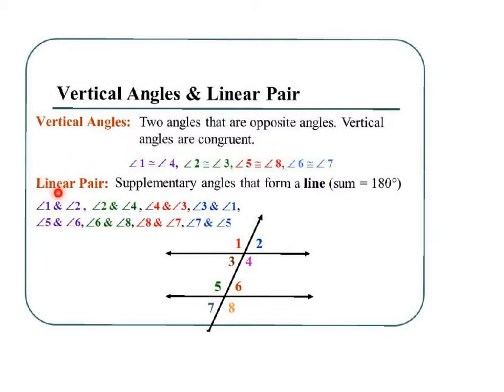The other pair we're looking at is a linear pair. And so they're supplementary angles that form a line. So they're always going to add to 180. And there is 8 of those pairs in this picture. So here, 1 and 2, they're right beside each other and form a line. That's a linear pair. 7 and 5, they're right beside each other. So they form a linear pair. And here you can see all 8 of them.